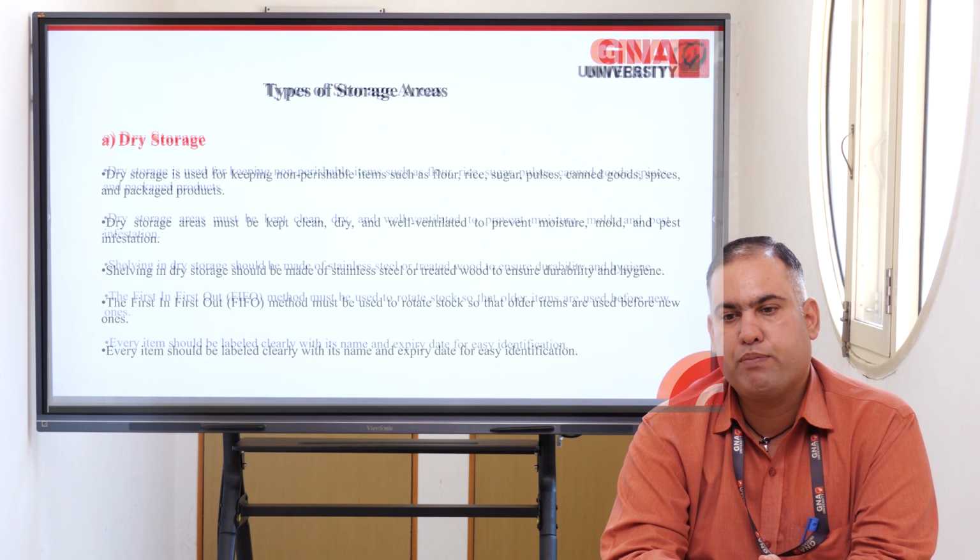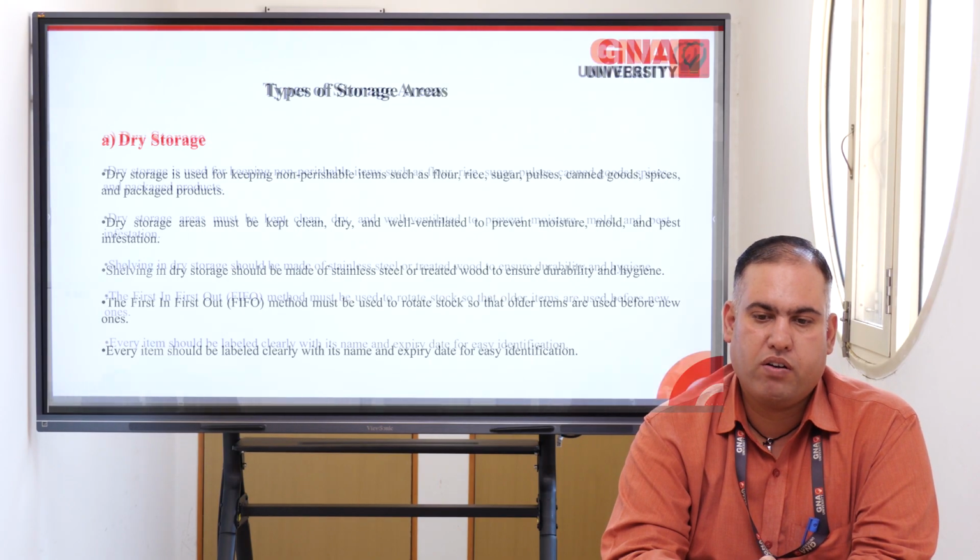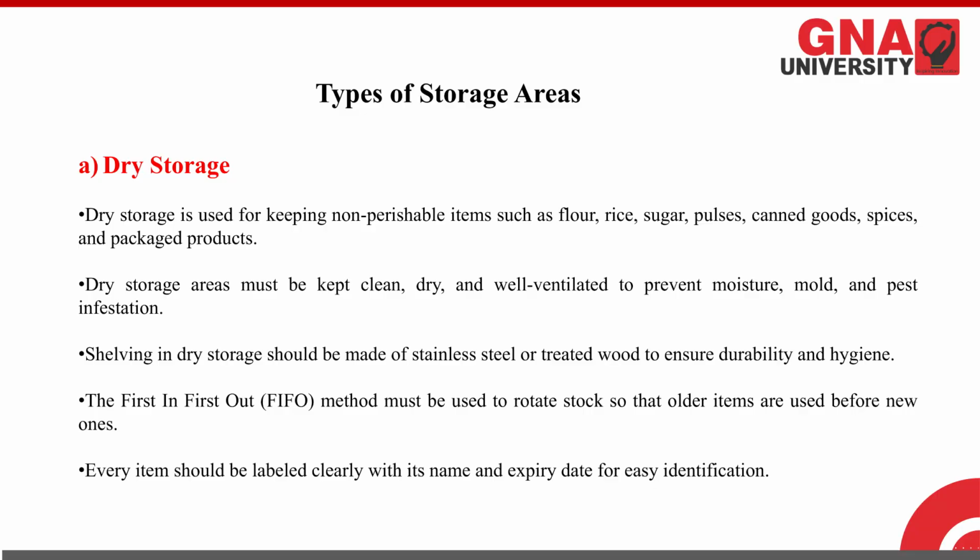Now, what are the different types of storages? So first of all, we will be studying dry storage. Now, dry storage is used for keeping non-perishable items such as flours, rice, sugar, pulses, canned goods, spices, and packed products. Dry areas must be kept clean, dry, and well ventilated to prevent moisture, mold, and pest infestation.